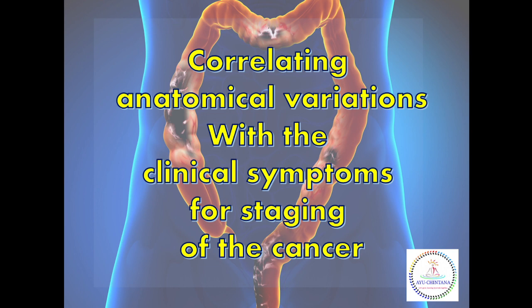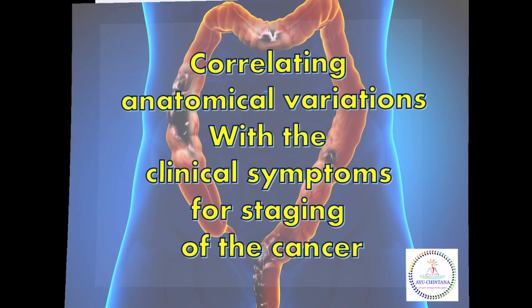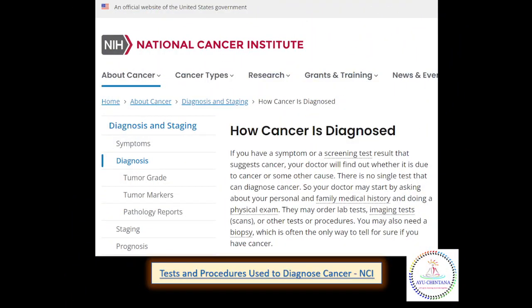Let's read more accurate information from the official website of the National Cancer Institute. So what the website has to say. How cancer is diagnosed. If you have a symptom or a screening test result that suggests cancer, your doctor will find out whether it is due to cancer or some other cause. There is no single test that can diagnose cancer, so your doctor may start by asking about your personal and family medical history and doing a physical exam. They may order lab tests, imaging tests, or other tests or procedures. You may also need a biopsy, which is often the only way to tell for sure if you have cancer.